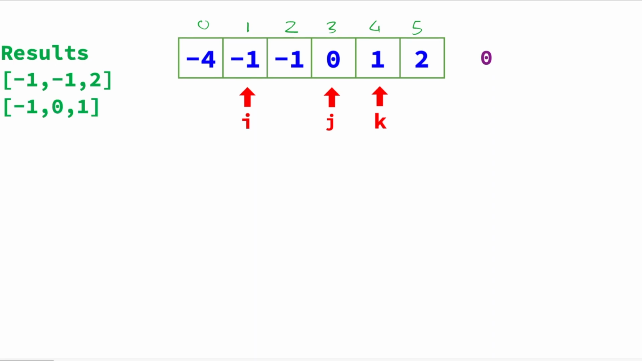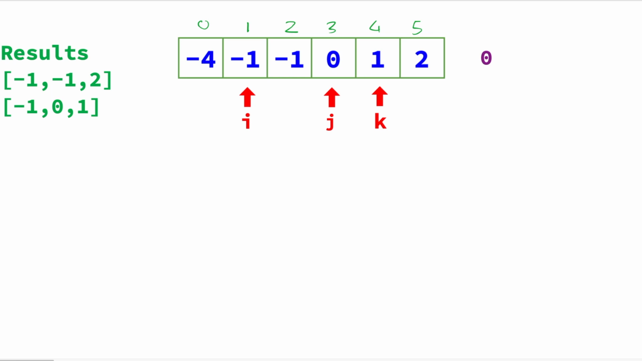So we will add these three values in the results. Now we cannot move j any further because that would mean that j equals k. The next thing we need to do is check the next triplet, and we will have to move the index i one position to the right.